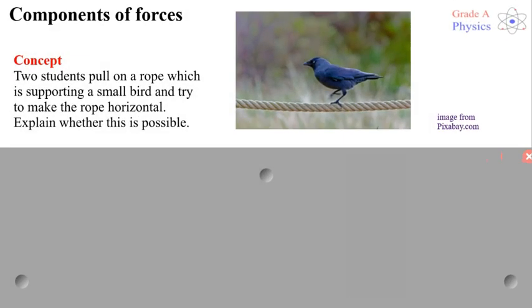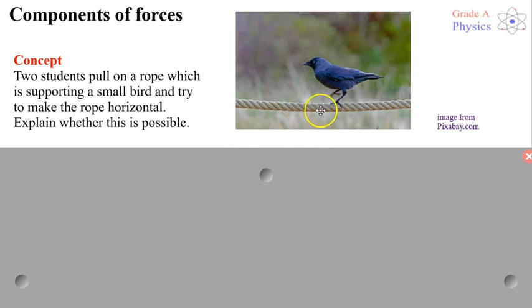Okay, so components of forces is quite a tricky idea. A lot of students struggle with this. So rather than going straight into the mathematical analysis, it's quite nice to have a little thought experiment. Imagine a horizontal rope with some weight, for example a bird resting in the middle, and then you've got a student at either end, or maybe a team of people in a tug of war, and the challenge is to pull the rope to make the rope horizontal. Is that possible? That's the thought experiment.